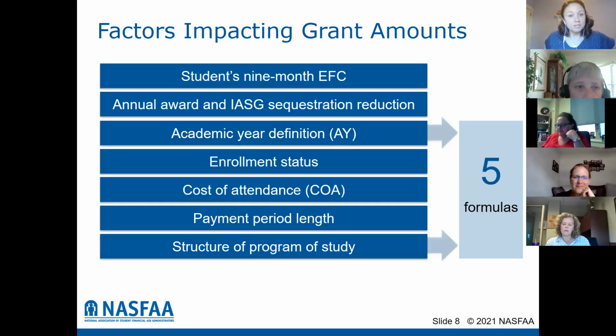To continue on, there are factors that impact the grant amounts, and we talked about these throughout the week and even today. The student's 9-month EFC, remember that that's what we're using. It's going to be right on the student aid report. An academic year, remember that we're looking at fall, spring, and summer. This is done for a 9-month EFC. Enrollment status, what you want to remember there is what I've said with full-time, 3/4 time, half-time, less than half-time. So the enrollment status will affect the Pell.